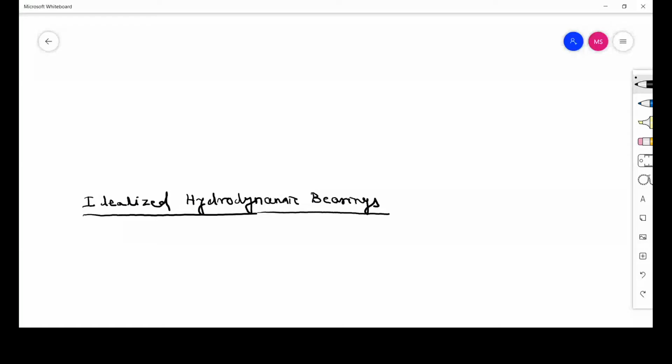Okay, I have started. So let us come back. In yesterday's class, we derived the generalized Reynolds equation and how it can be useful for solving thin film lubrication.